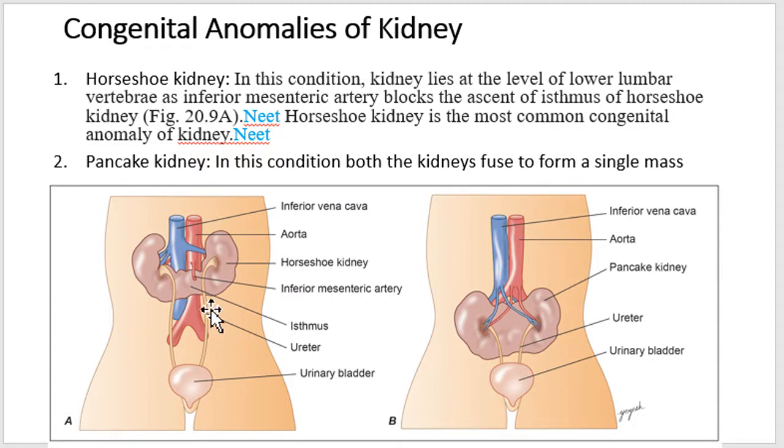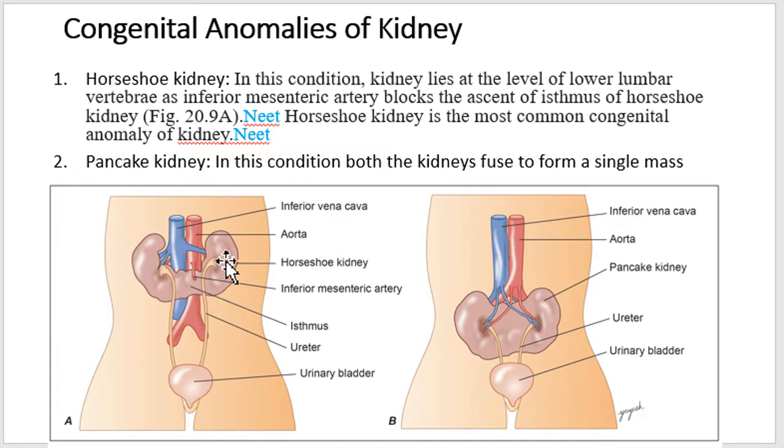Horseshoe-shaped kidney. The lower poles are near each other, and when the kidneys ascend, the lower poles fuse with each other. This is known as the horseshoe kidney. When both kidneys are completely fused, it forms the pancake kidney. And when the lower pole of one kidney and the upper pole of the other kidney are fused, it forms the S-shaped kidney.